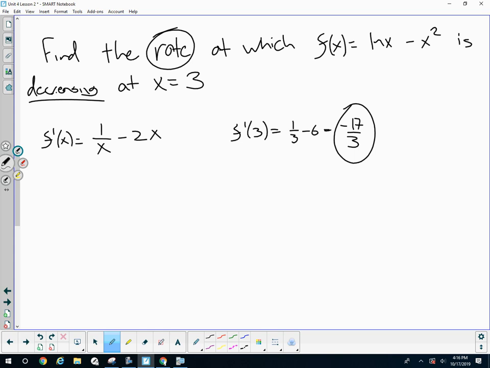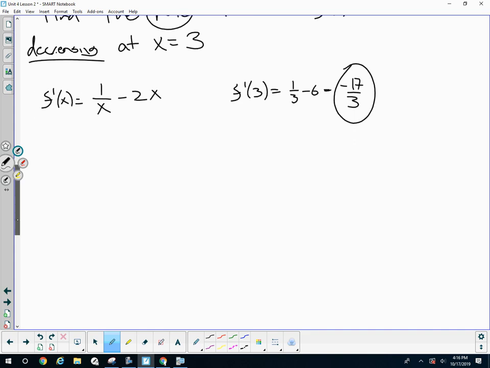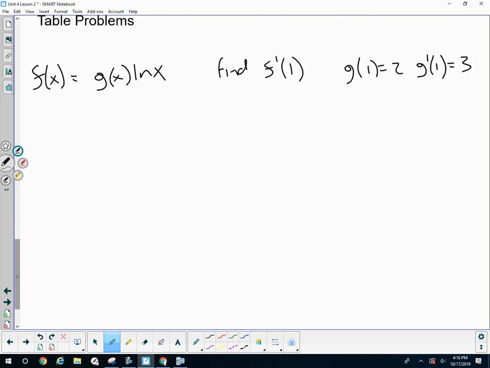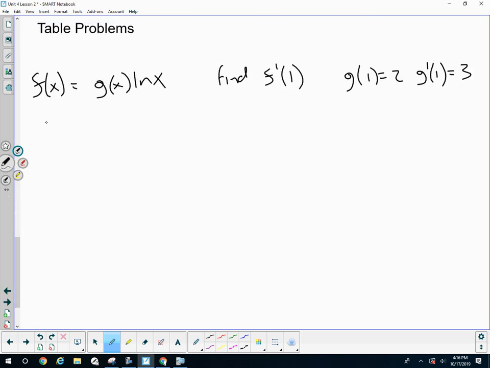There's another way I could state this when we're talking about what is the rate at which f is decreasing, and we look at a second derivative. But I can't think of the right way to do that right now. So this is fine. You won't see much on your homework with that. We finished off with some table problems.